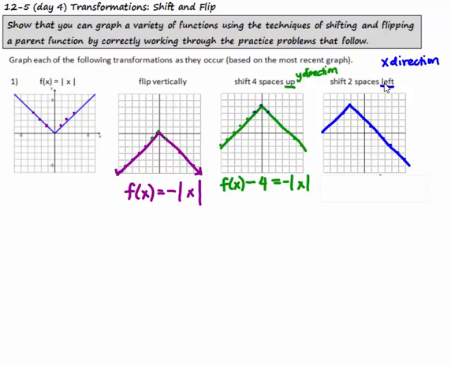Again, if we wanted to write our equation, this 2 spaces left is going to happen inside our absolute value. Those absolute value bars act as a grouping symbol, just like parentheses. So to the left, it's going to be near x. And so we're going to say plus 2 because it's shifting left. We always do the opposite of what we think. But everything else is still there from before. That's the only change.